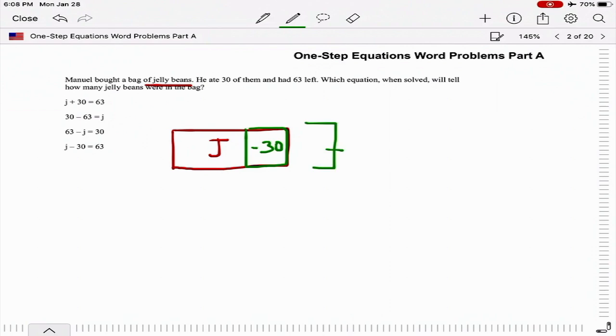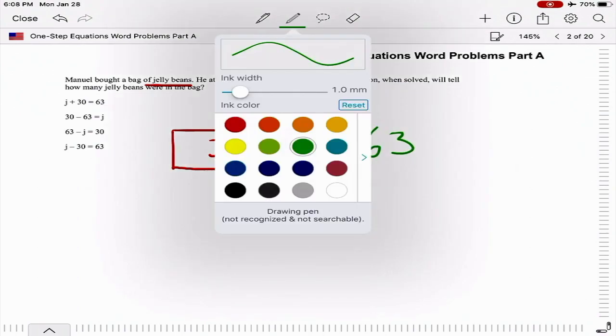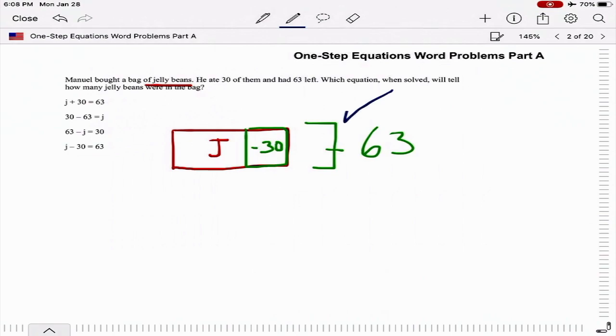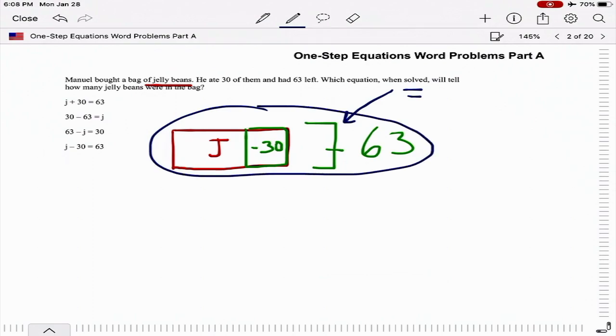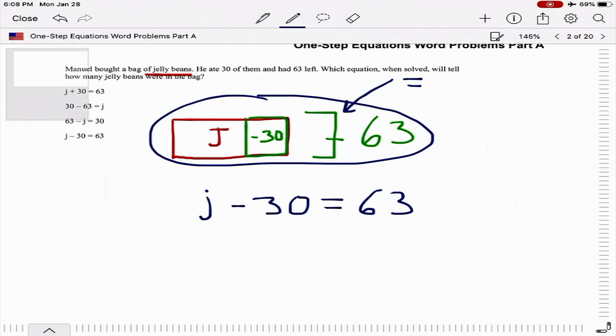Now this whole thing, after I ate 30 of them, I'm going to pretend it's me now. After I ate 30 of them, I had 63 left over. And 63 can go right here. In a bar model, this little bracket here represents the equal sign. So then from there, we're going to write this out like an equation and solve it. So it's going to be J minus 30 equals 63. And then you're going to solve this like you normally would.